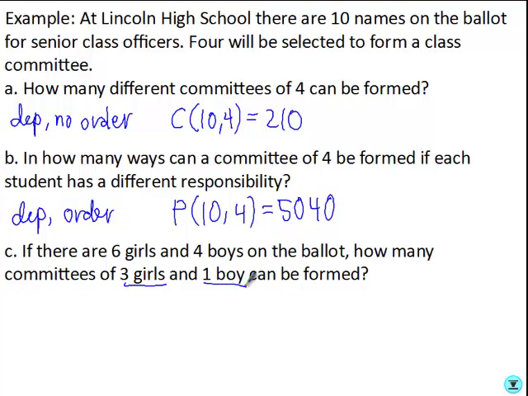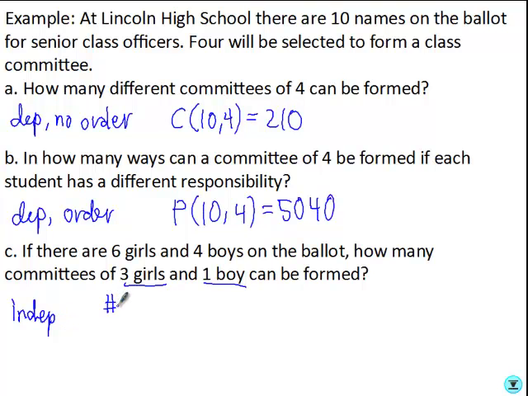Okay, so both of these problems were dependent. If I picked one of the students, I couldn't pick that student again. It affected my next choice. In this case, I want you to realize that picking girls and picking a boy are independent choices. If I pick Sally, that's not going to change which options I have for the boys. So this is independent, so I'm going to have to use the fundamental counting principle.